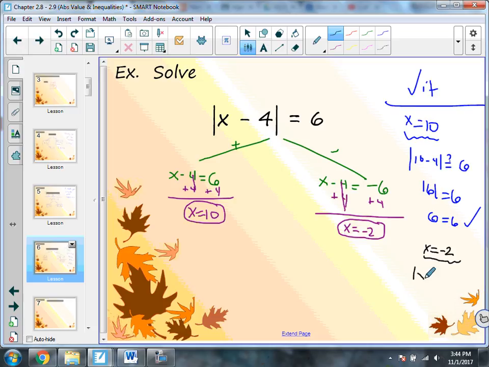Does the absolute value of x minus, let's plug it in. X equals -2. Let's check that. So does the absolute value of -2 minus 4 equal 6? Does the absolute value of -6 equal 6? Well, it does, because 6 equals 6. So you can see that both of these values work because the absolute value of 6 is 6 and the absolute value of -6 is 6. So they both work. Two different answers to one equation.